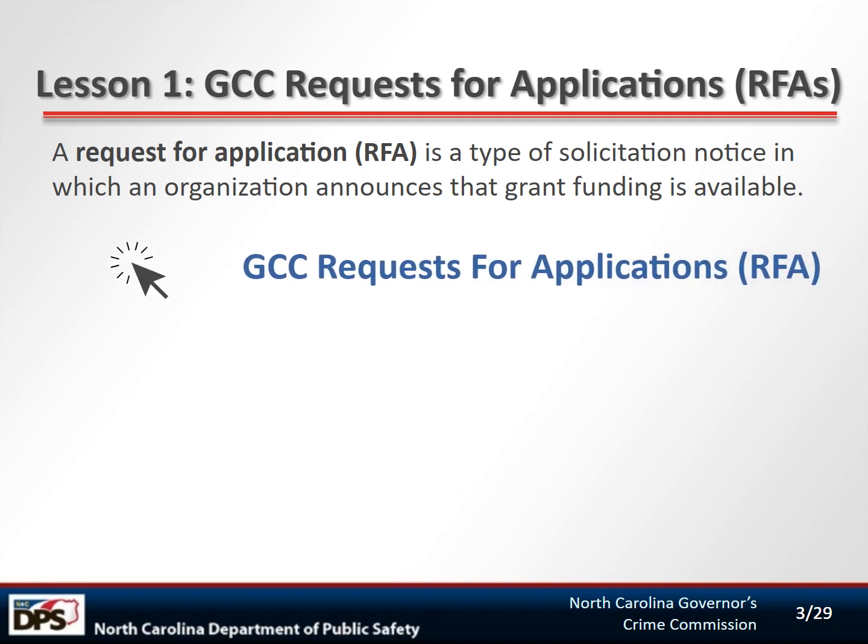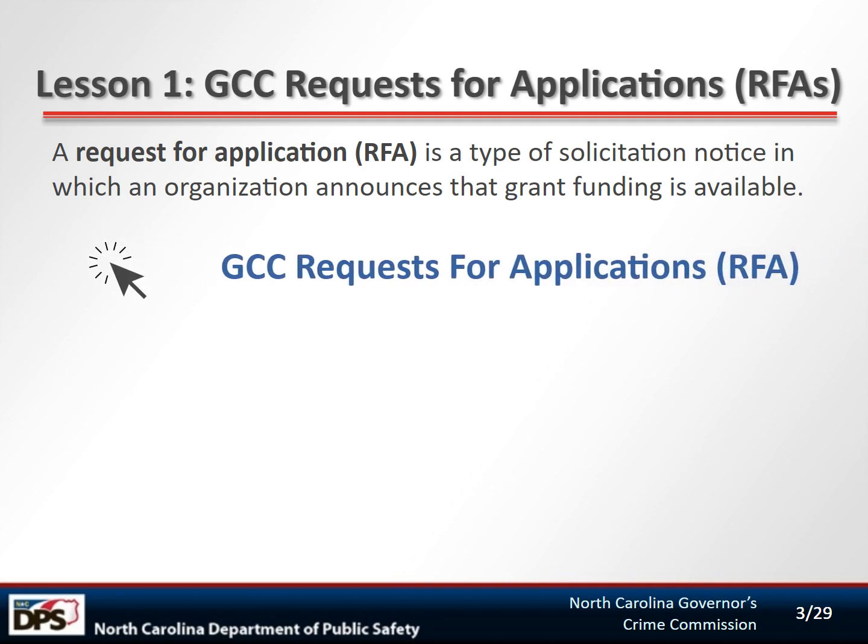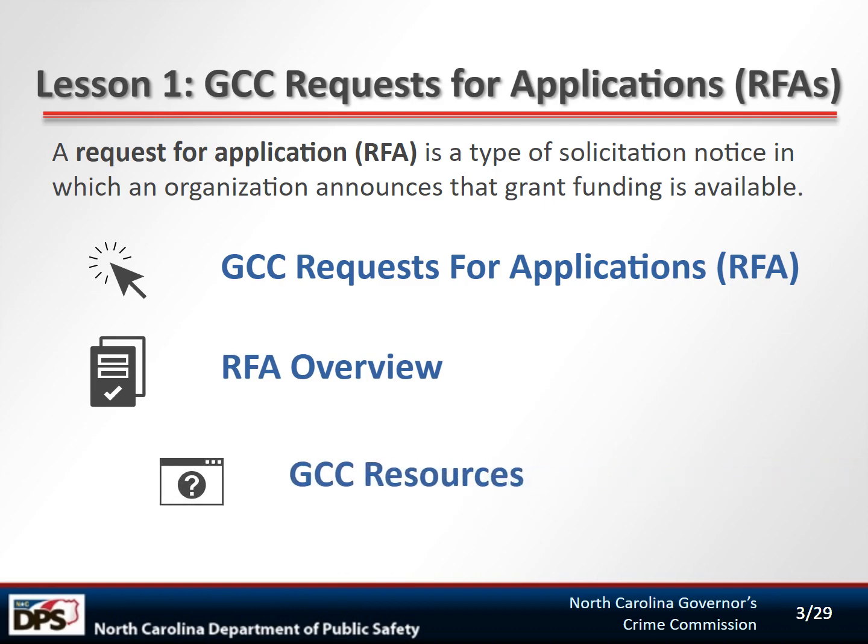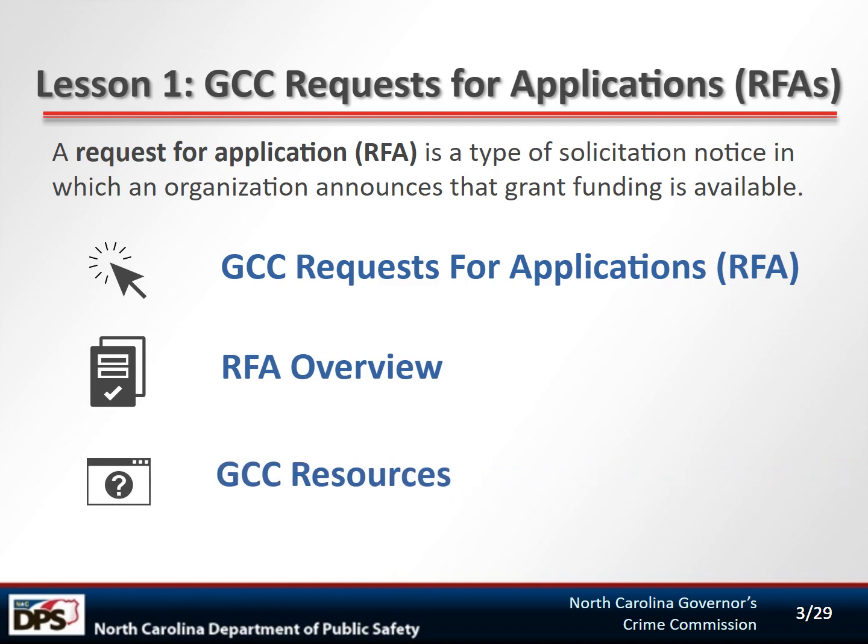In Lesson 1, we will describe the RFAs available and show you how to access them. Next, we will do a brief overview of the document to get a general overview of the application and requirements. Finally, we will discuss resources developed by the Governor's Crime Commission planning and grant management teams to assist interested applicants when applying for available funding.